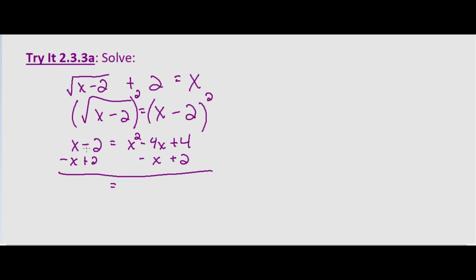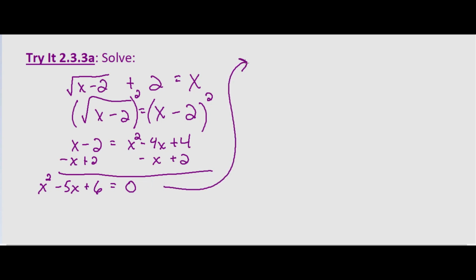Now I'm going to make the left-hand side the right-hand side. So x minus x is 0, negative 2 plus 2 is 0, so this is just 0. And then on the left-hand side, I'm going to take it from the right-hand side. We have an x squared, and then negative 4x minus x is minus 5x. And then 4 plus 2 is plus 6. So we have x squared minus 5x plus 6 equals 0.